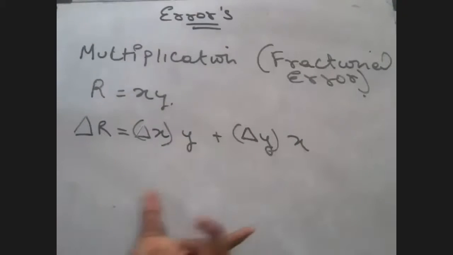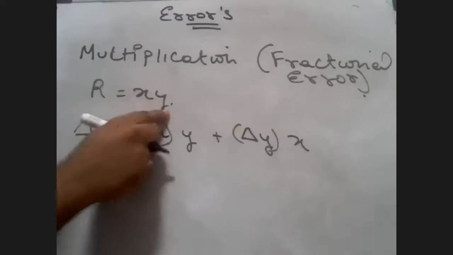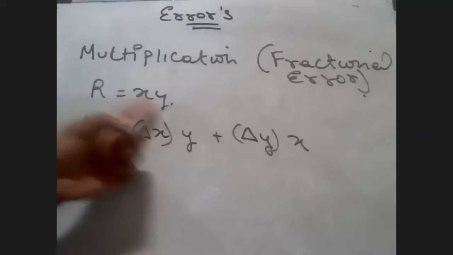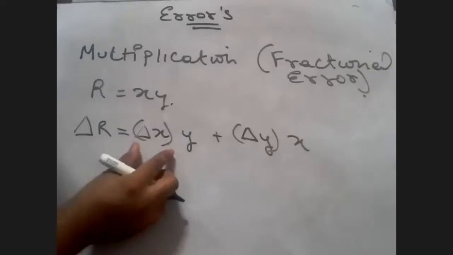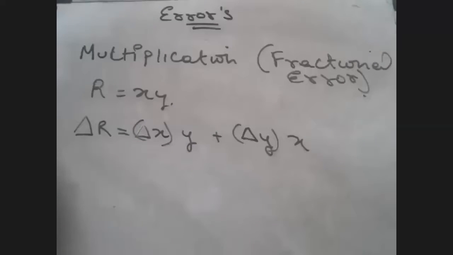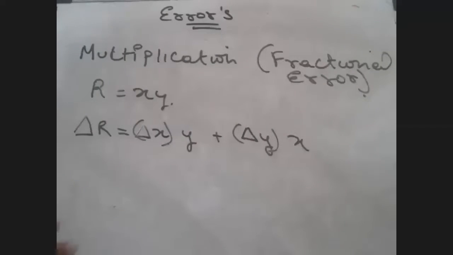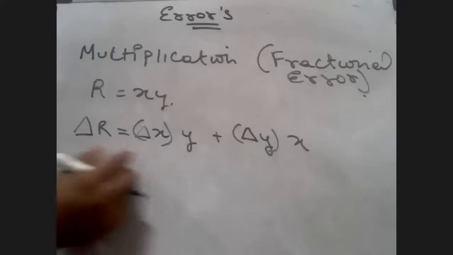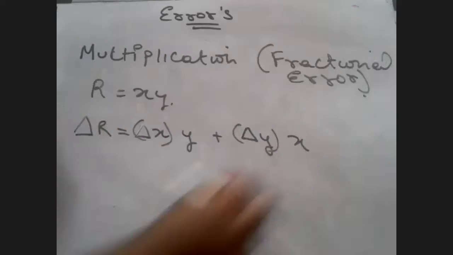This is going to be my change in result. You understood that? I am going to measure both of these variables separately. So I can say first I measured x keeping y constant, and then I measured y keeping x constant. So the change in result in multiplication will be written down as delta r equal to delta x into y plus delta y into x.